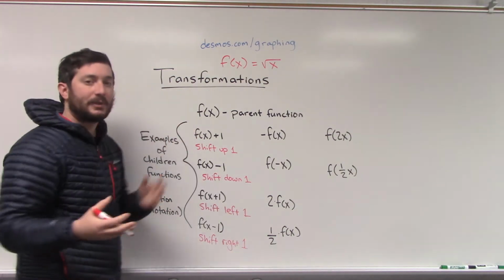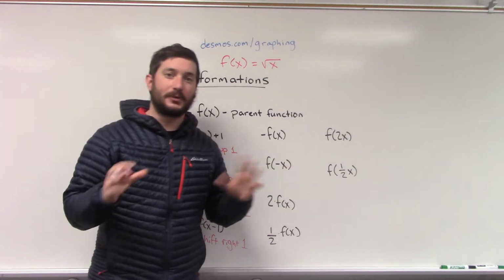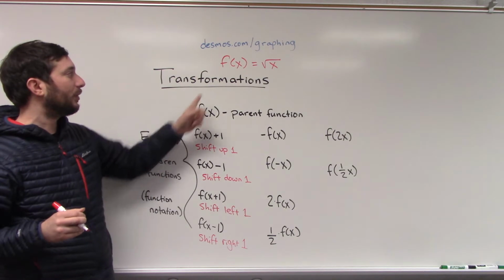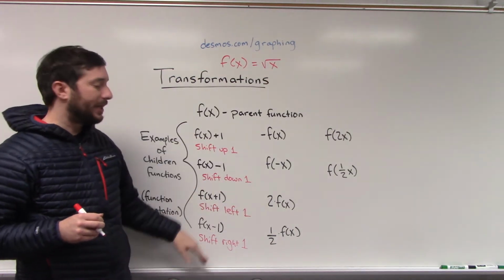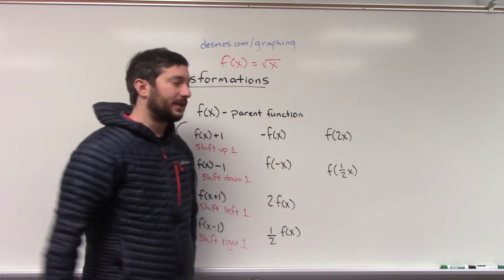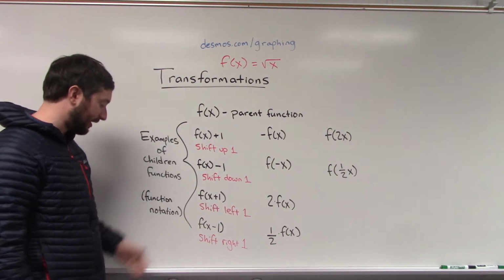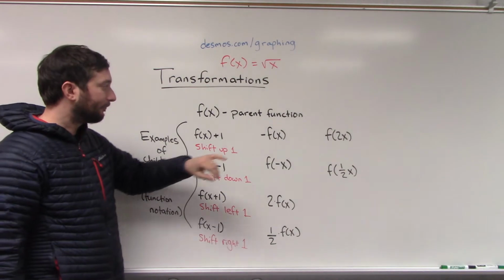So left and right, up and down, our graph can move these directions if we change the original one that we're given and add or subtract either off to the side. It's going to shift things up, or inside will shift things left and right.